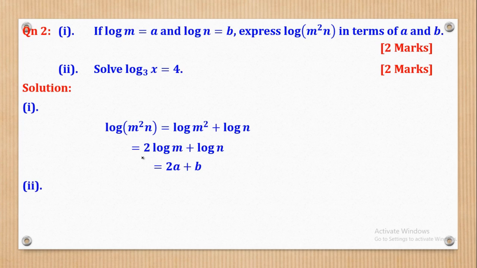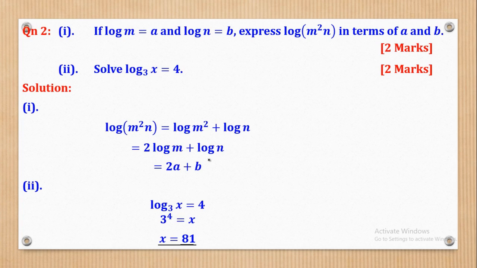Now we shall go to Roman 2. Roman 2 says solve log x base 3 equal to 4. So this is what we have. Now to eliminate the logarithm, we shall say 3 to power 4 is equal to x. That is a rule for eliminating logarithm. So you shall write that 3 to power 4 is equal to x. Then when I use a calculator, 3 to power 4 is equal to 81, implying that x is equal to 81. So basically that's what they wanted.